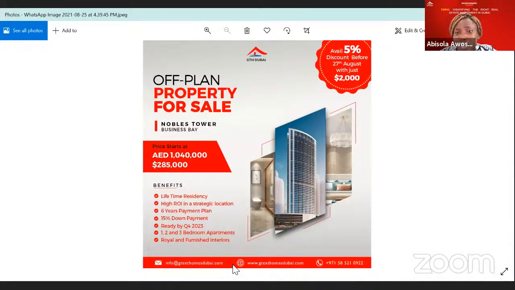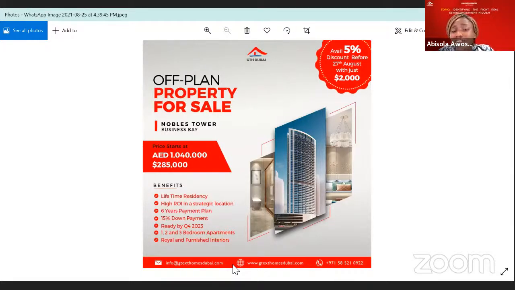It's in Business Bay. Of course, if you know Business Bay, it is like the business-based location of Dubai. You have so many tourist attractions very close to Business Bay. We have our Burj Khalifa, we have our Dubai Mall, very close to Business Bay. It's just how many minutes drive to Burj Khalifa? Less than 10 minutes drive, or let me just say 5 to 6, 7 minutes drive to Burj Khalifa and Dubai Mall.